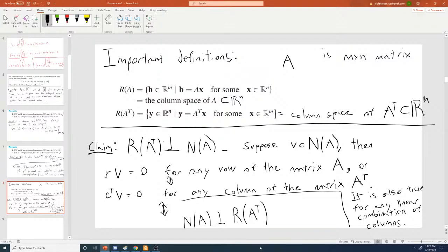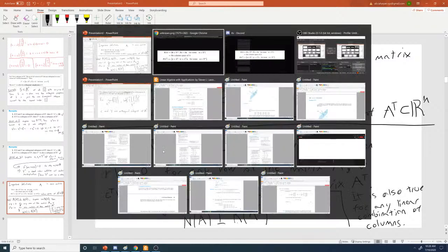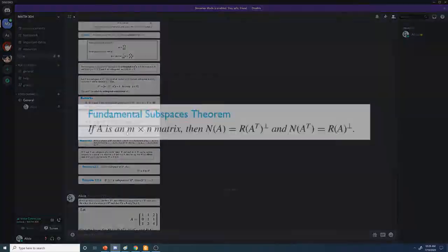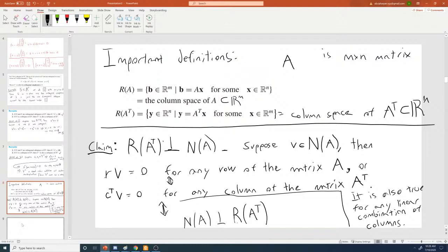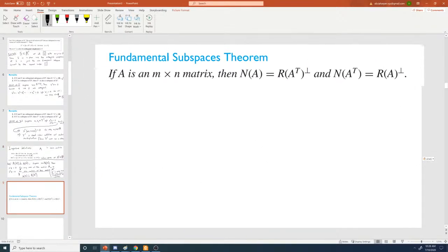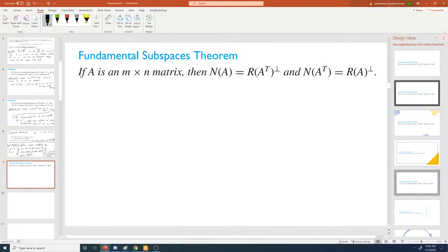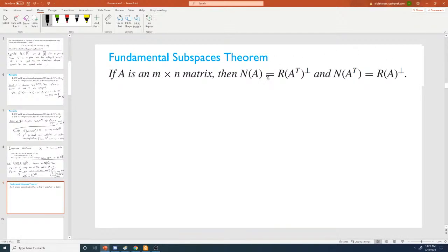Okay. Now, let's look at a somewhat more sophisticated result relating these different spaces. This is called the fundamental subspaces theorem. If A is an m by n matrix, then the null space of A is the orthogonal complement of R of A transpose, and the null space of A transpose is equal to the orthogonal complement of R of A. We only have to prove one of these, and the other will follow. So the one I'm going to focus on is this.